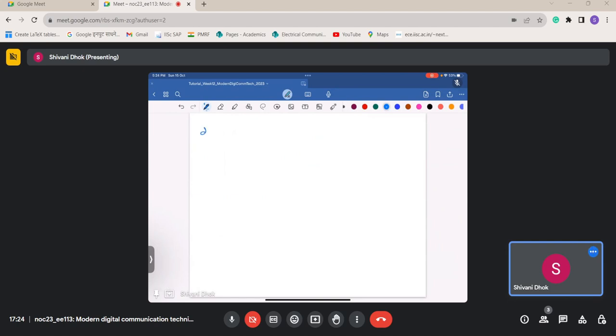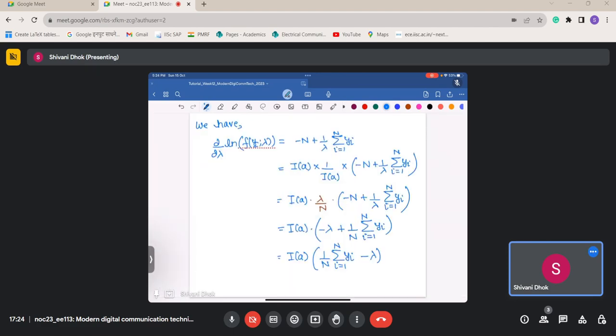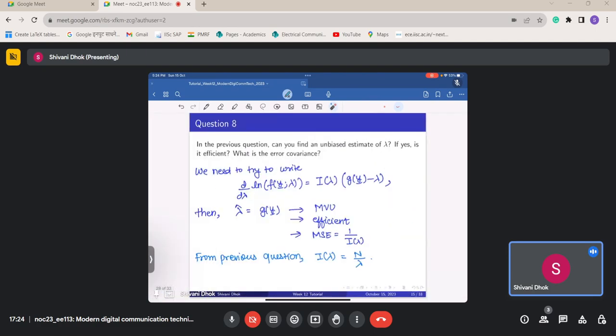So what do we have? We can write this del by del lambda log of f of y given lambda is equal to IA times g of y minus lambda, where your g of y is equal to 1 by n summation i equal to 1 to capital N y_i, as seen in this equation. Okay, so now we are able to write it in this standard form.